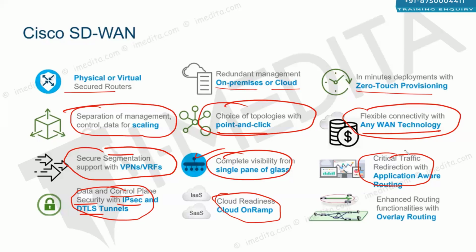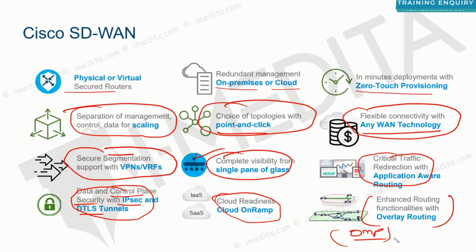Enhanced routing functionalities with overlay routing. For overlay, Cisco has launched a new protocol called OMP, Overlay Management Protocol. That's a Cisco proprietary protocol; you cannot implement OMP on any other vendor's devices. For overlay routing, as I mentioned before, the routing information between managed routers and the vSmart will always get exchanged, but that would be done by OMP.